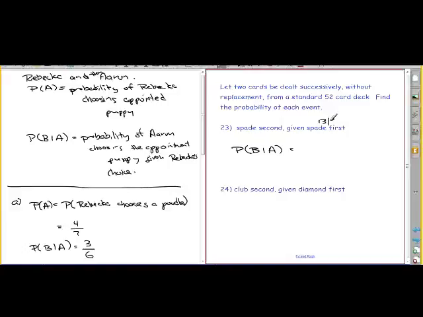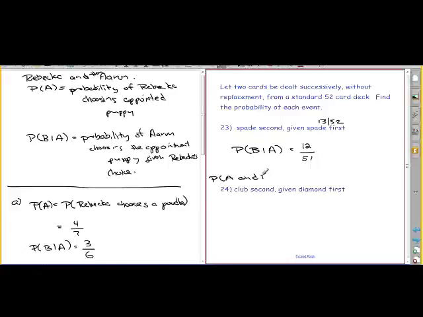So there are 13 spades. To start with, the probability of picking a spade would be 13 out of 52, because we have 13 spades, we have 52 cards. If the first card is a spade, then there are only 12 spades left for the second pick. And there are 51 cards remaining. So that's the probability of event B happening given that event A has happened.